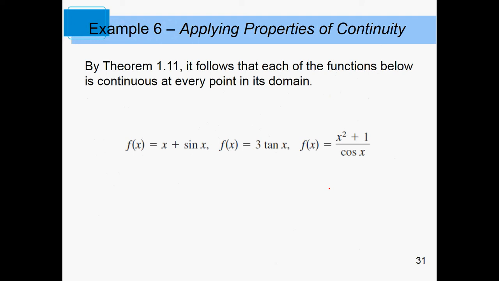Where is this f of x undefined? Test your trig knowledge. Where does cosine x equal 0? Pi over 2? Anywhere else? 3 pi over 2? Anywhere else? That's just on the unit circle, right? Remember, we can always add full circles and get the rest of the answers. So that would be undefined anywhere pi over 2 plus 2 pi n or 3 pi over 2 plus 2 pi n. All right.